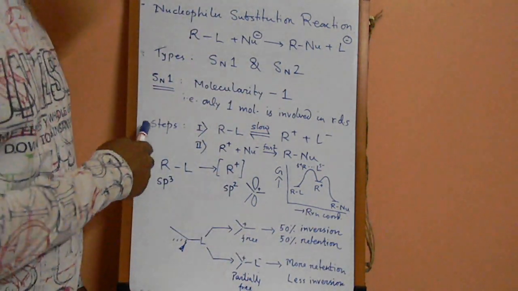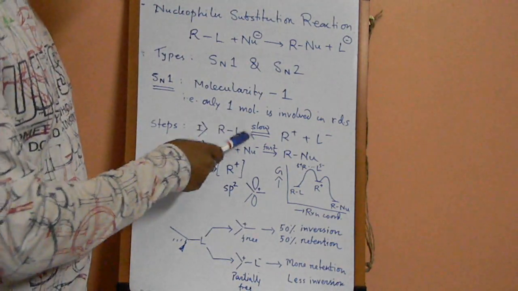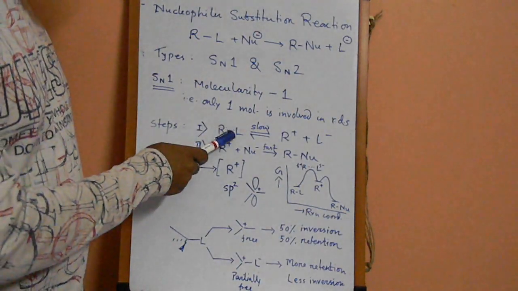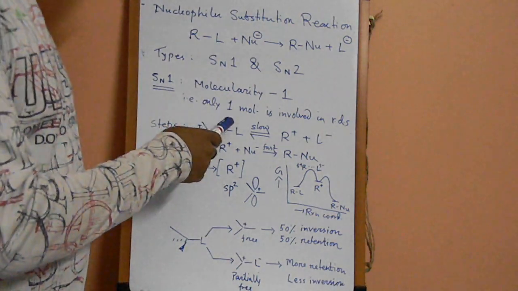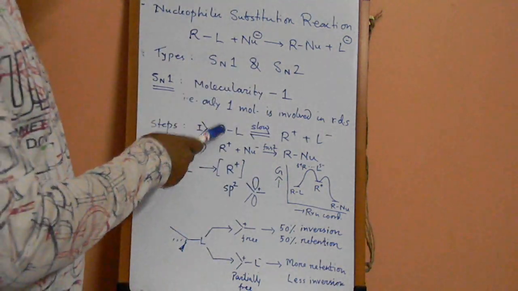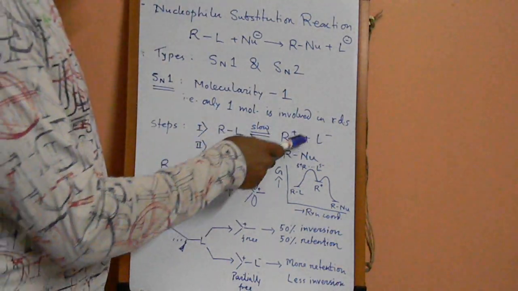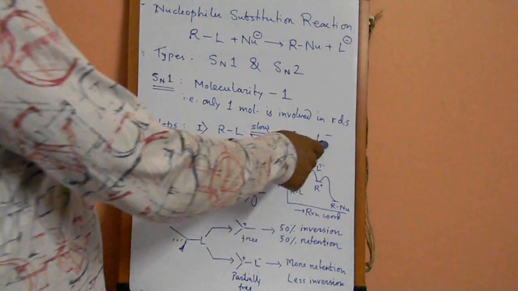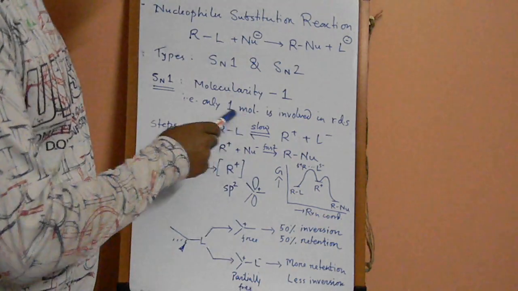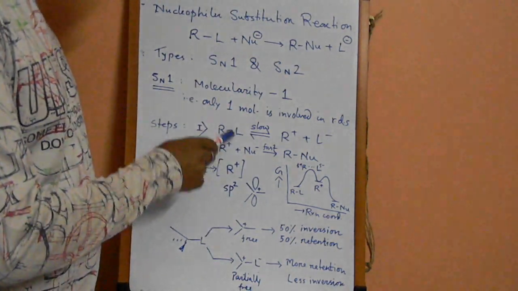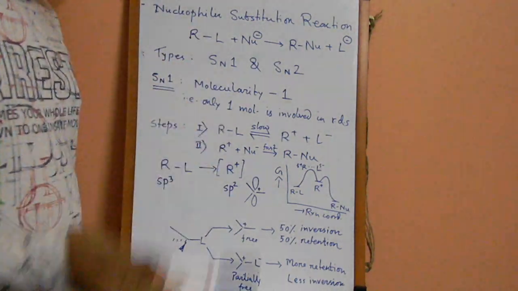Now, what are the steps of this reaction? The first step: the bond of the substrate RL will be dissociated, definitely by heterolytic cleavage, and it will produce R plus and L minus. This R plus will be a carbocation and L minus leaves. So the nature of the substrate and the nature of the leaving group are very much important. We will discuss that later.